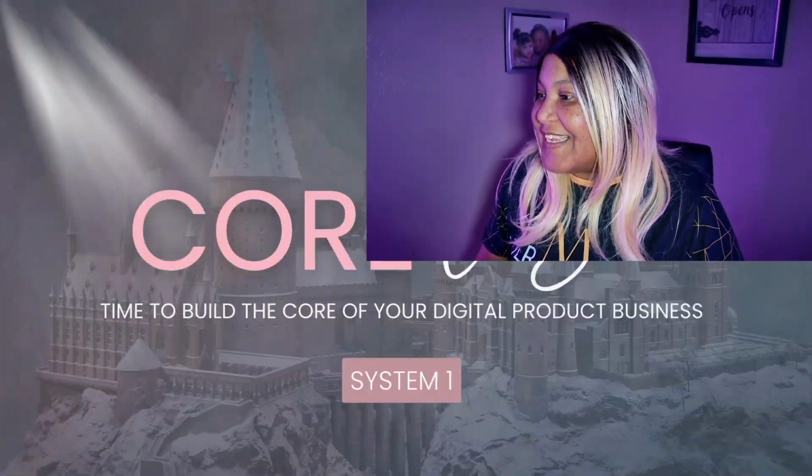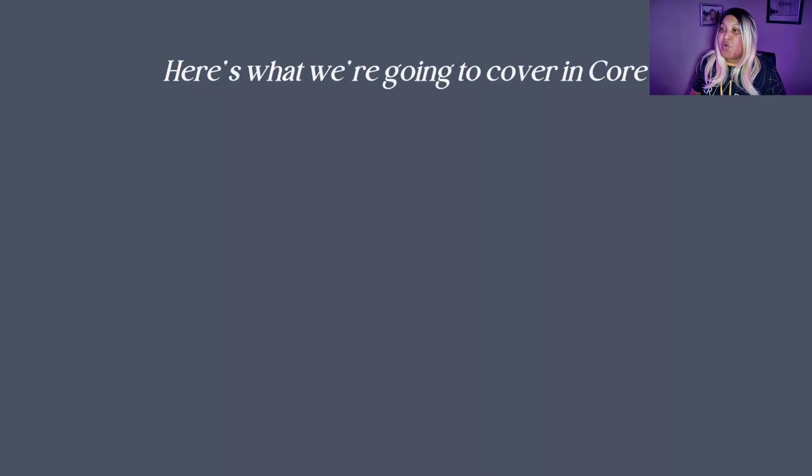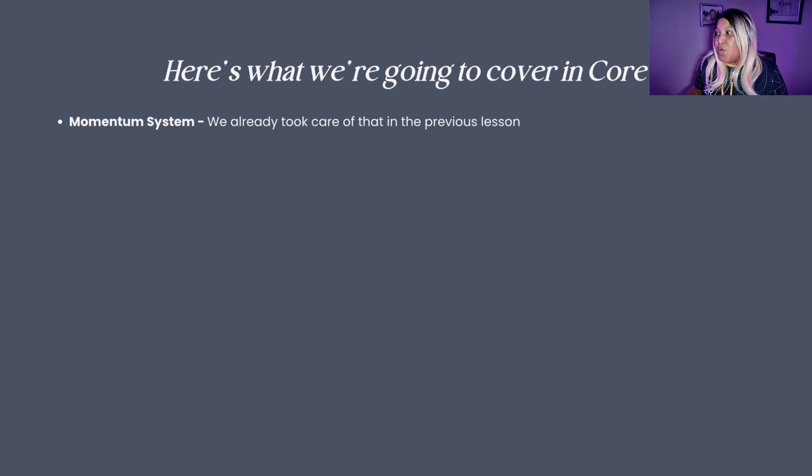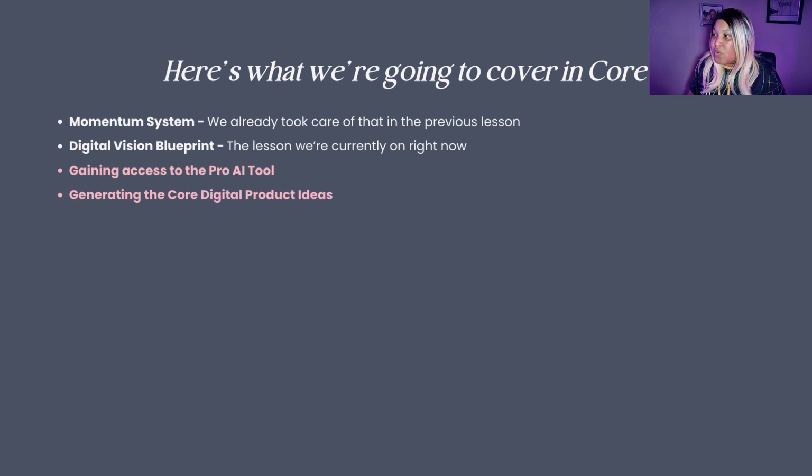All right. So let's just dive right on into the lesson. Core OS. Time to build the core of your digital product business system. Number 1. Here's what we're going to cover in core as a whole. First, the momentum system, which we already took care of in the previous lesson. Digital vision blueprint. We're in this lesson right now. In this lesson, we're going to be gaining access to the Pro AI tool. We're going to be generating the core digital product ideas, and we're going to be finalizing your core digital product.